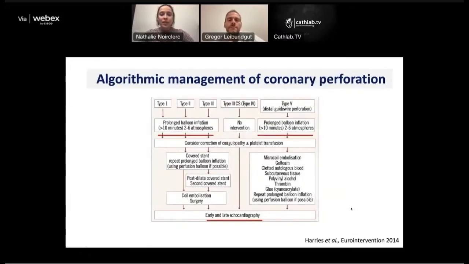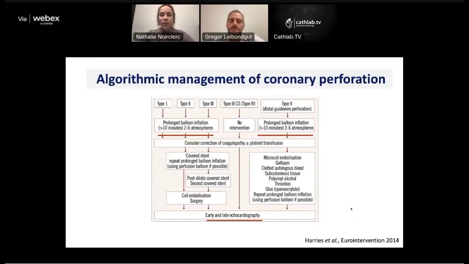So this is just the algorithm for management of coronary perforation. I just wanted to insist on the prolonged balloon inflation at a very low atmosphere. They recommend doing it for distal perforation for at least 10 minutes. For an interventional cardiologist, 10 minutes is much too long. I don't know what you think, but time is really, really slow.